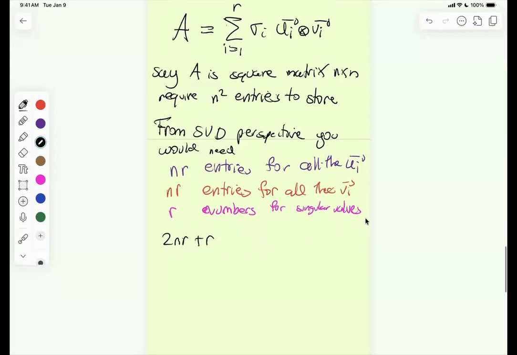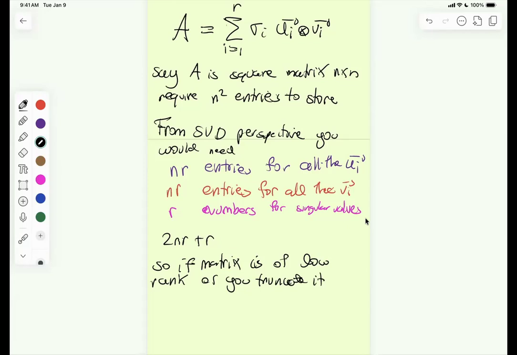So if the matrix is of low rank, or you truncate it, this is basically O of n, right? Has everyone seen the big O notation?